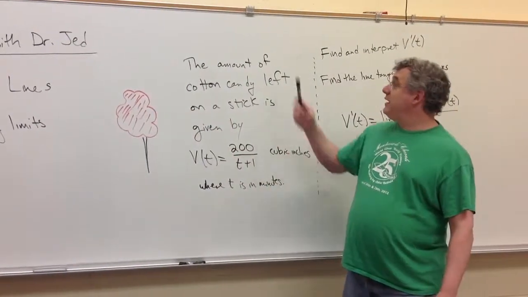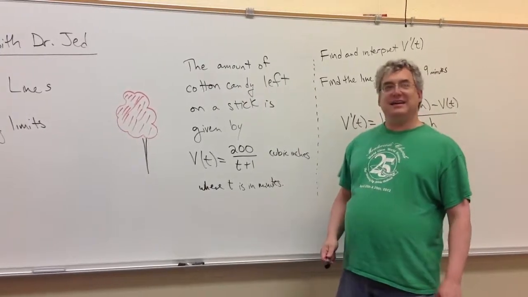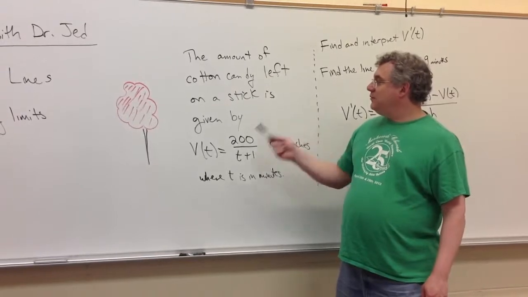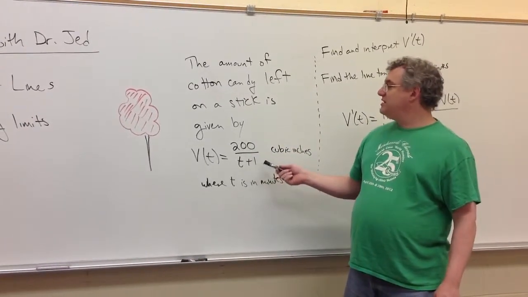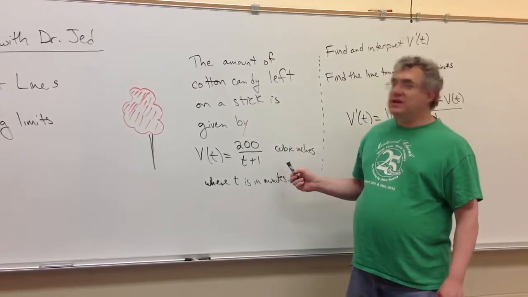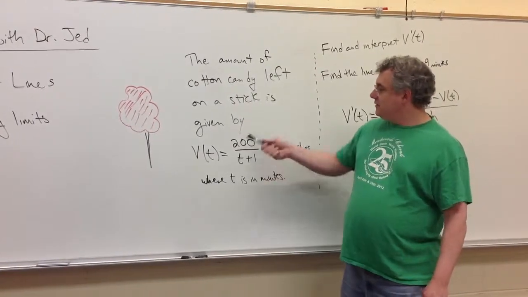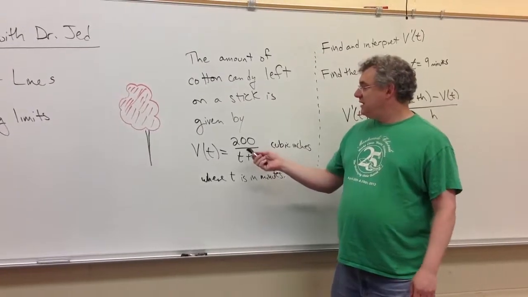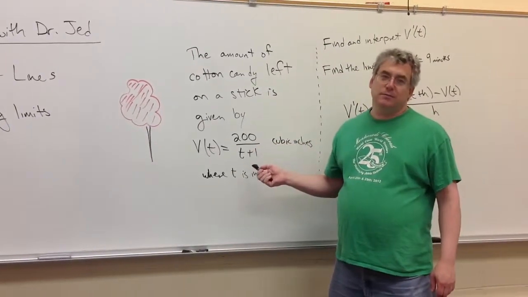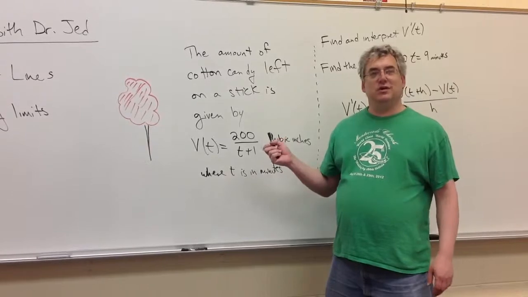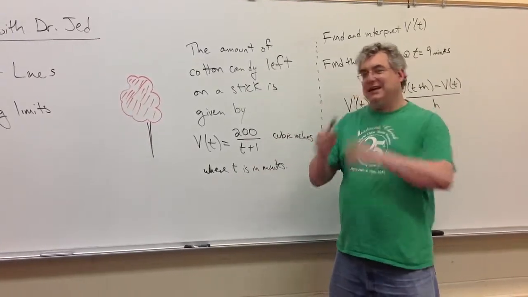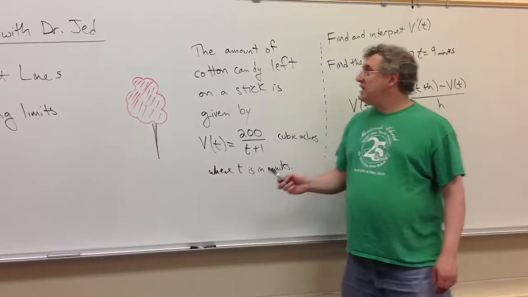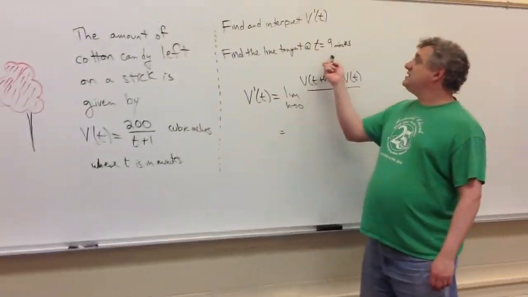And the amount of cotton candy, I've got a cotton mouth. Cotton candy left on the stick is going to be given by V of t as 200 over t plus 1 cubic inches. So initially, at time 0, there are 200 cubic inches. We can figure out how big that is. Eventually, as t gets larger and larger, it becomes less of an issue. Eventually, there's a little bit left, it's kind of sticky, and that's why this never quite goes to 0. But t is in minutes, and our question here is going to be at 9 minutes to find the tangent line.